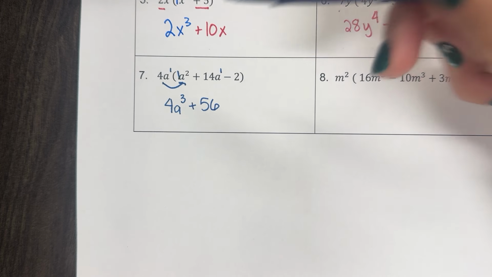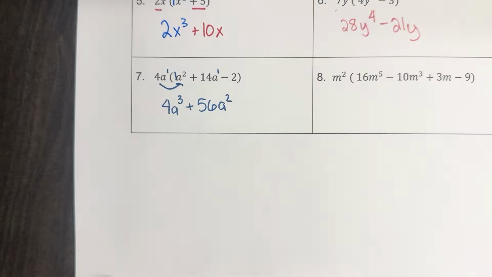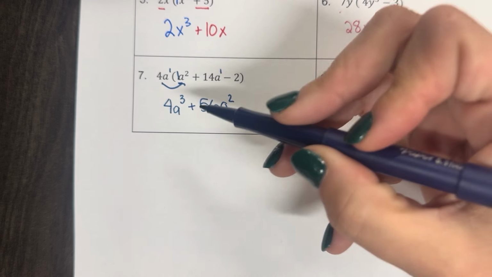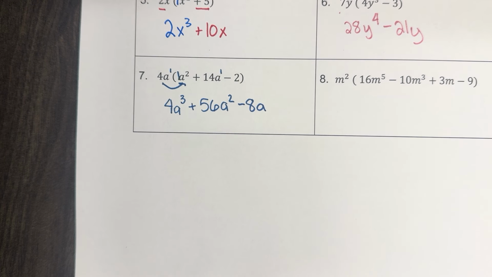And again, we're going to add exponents. 1 plus 1 gives us 2, so 56a squared. And a 4 times a negative 2, which gives us a negative 8. And that a comes along with it.